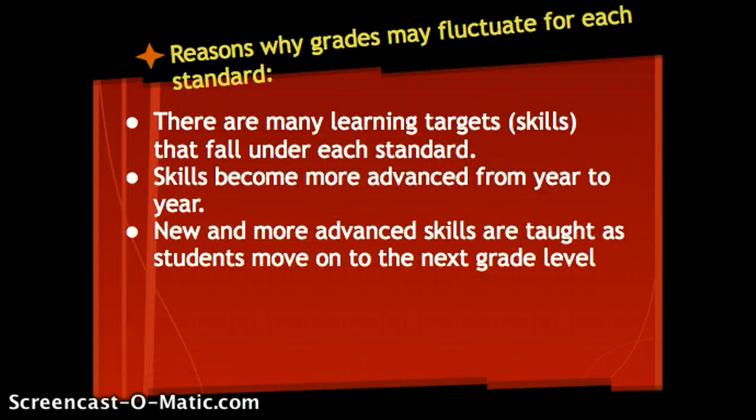So sometimes grades will fluctuate throughout the year. And these are some reasons why that might happen. First, there are many learning targets that fall under each standard. So let's say in grammar, they were learning about parts of speech, and they did a great job of that. They really got parts of speech. So they received a 3 or a 4. In the next quarter, the grammar concept switched to sentence parts, complex sentences, compound sentences, and they struggled somewhat because it was a new skill for them, and they received a 2. So these are things to keep in mind.